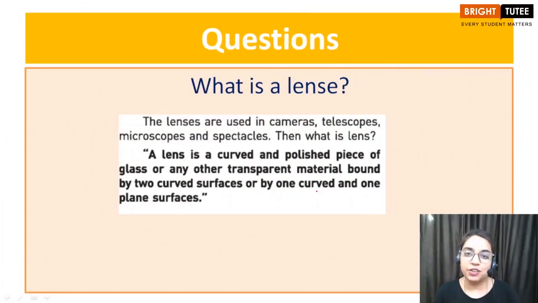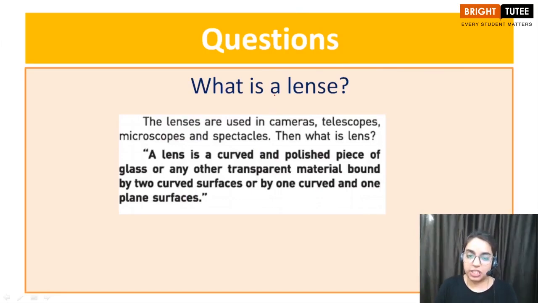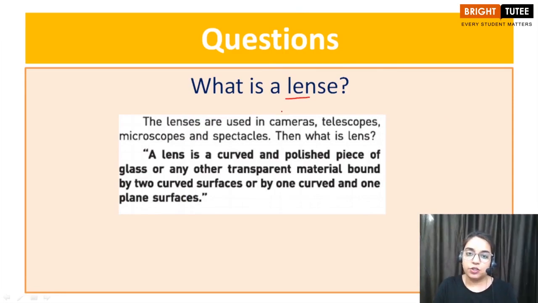In this session children, we are going to discuss some of the questions and answers from the topics that we have covered so far. So children, the first question is, what is a lens? You might have seen lenses around you in various apparatus such as cameras, telescopes, microscopes and spectacles. Okay, but how do we define what is a lens?